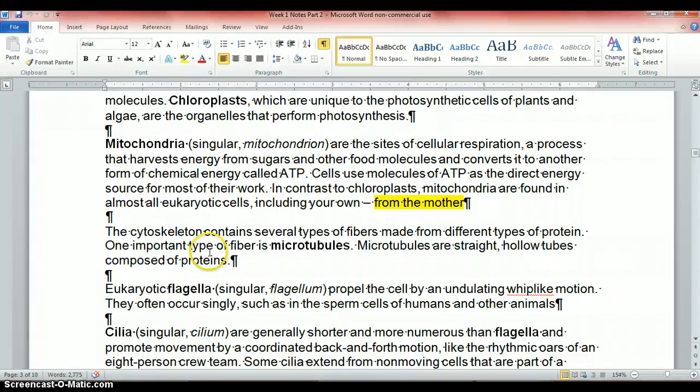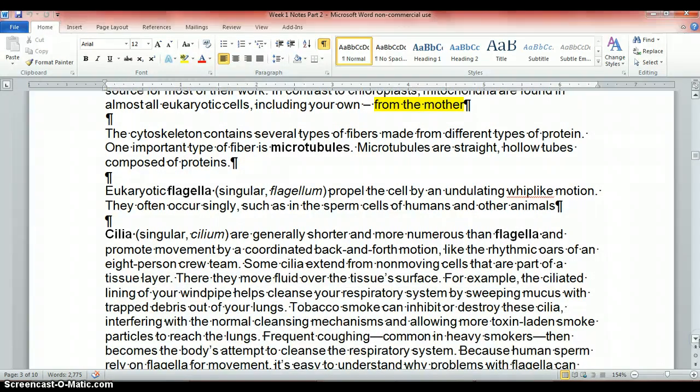Okay? The cytoskeleton contains lots of fibers and proteins. One fiber that we care about is the microtubules. Microtubules are straight hollow tubes, and they're composed of proteins. See, proteins never end.